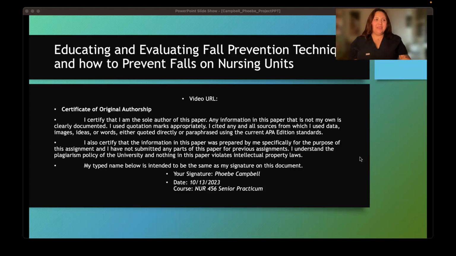Hello, my name is Phoebe Campbell, and today I will be discussing some basic fall prevention techniques and how to prevent falls on the nursing unit. As well, we will be looking over how one can be a high fall risk, what assessments can be done to determine if someone is a high fall risk, and what we as healthcare professionals can do to prevent falls on the nursing unit as well as home.